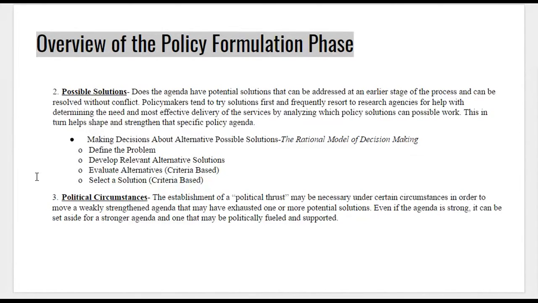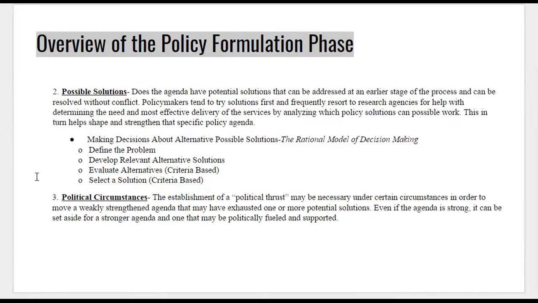A lot of the processes with regards to developing alternatives and making decisions based on this is called, according to Long, the rational model of decision making, where we actually define the problem, develop a relevant solution, or we develop different alternatives where the criteria might change, and then potentially select a solution.